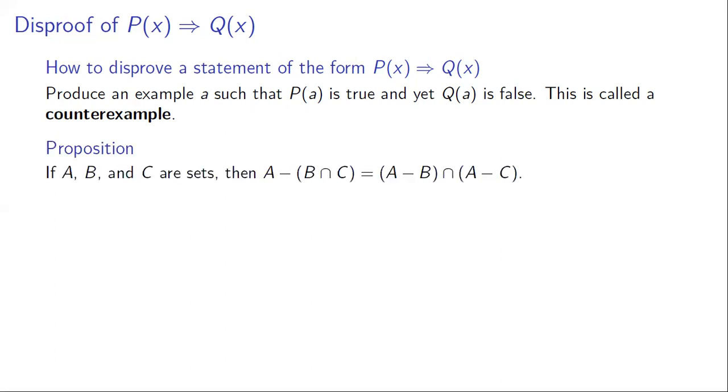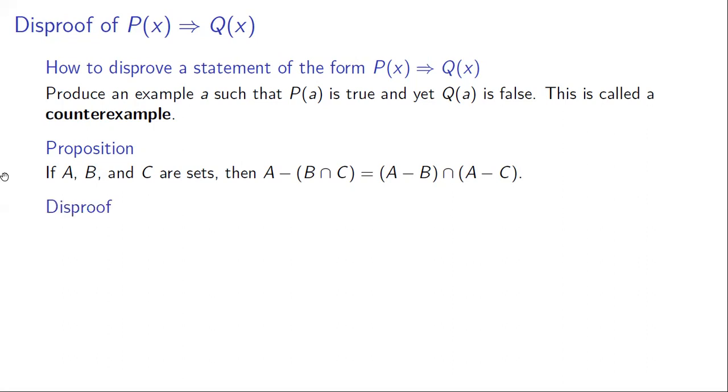So here's a proposition. It says if A, B, and C are sets, so that's my if, then A minus B intersected with C is equal to A minus B intersected with A minus C, right? The claim is that minus, meaning difference, distributes over intersection. So that's what the proposition says, and we're going to disprove it.